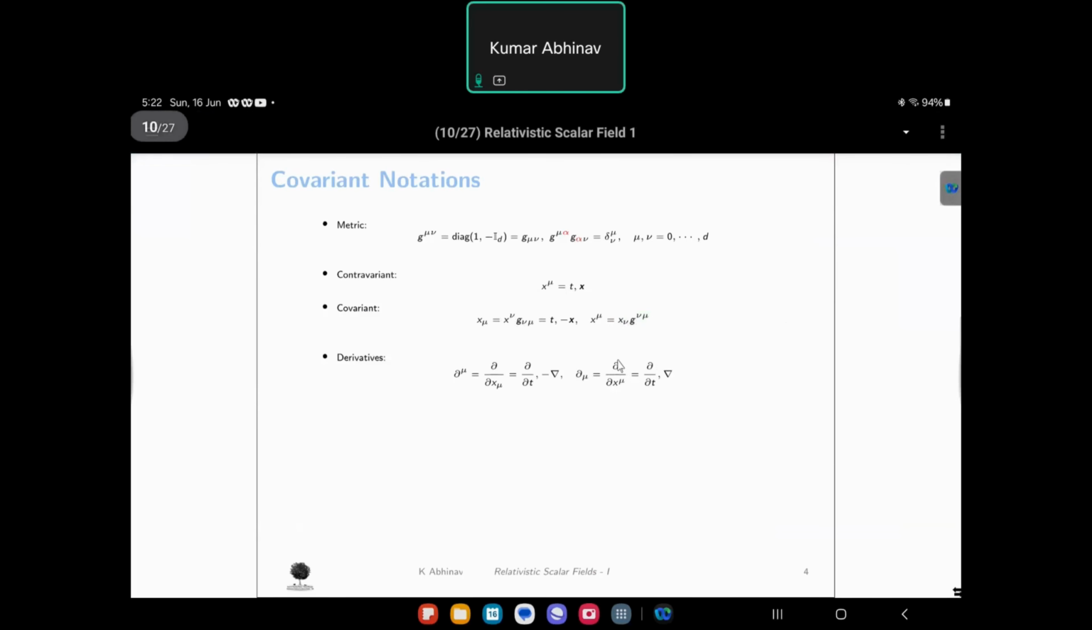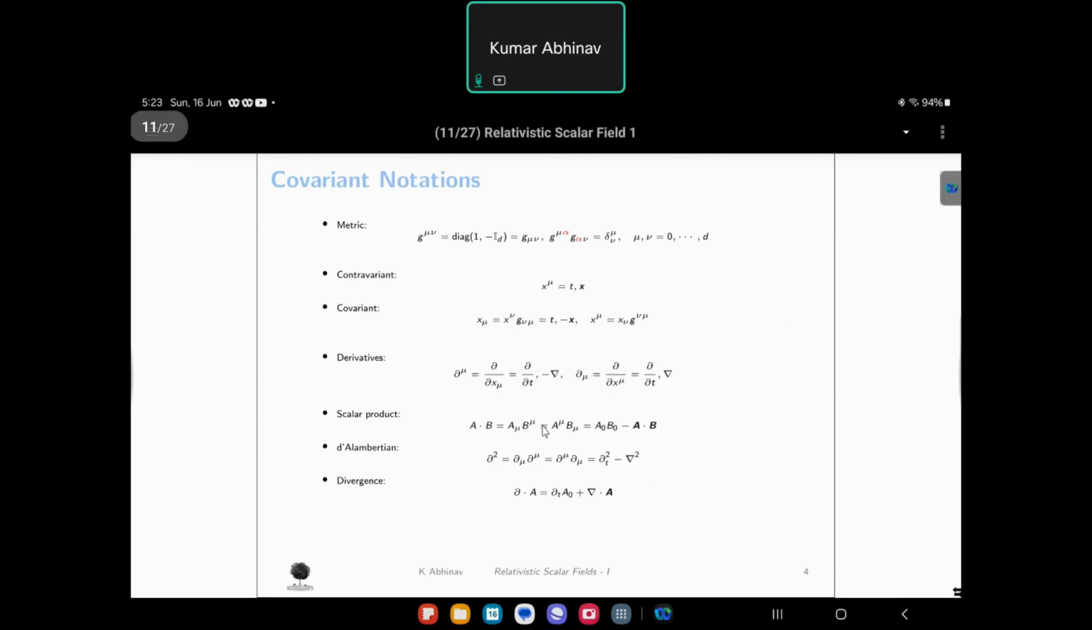So now you can define covariant and contravariant derivatives. The time component is the time derivative, and the space component for the contravariant partial derivative is the negative of the gradient operator, whereas for the covariant partial derivative, the space part is the positive of the gradient operator. So you can see they behave oppositely in the space part, and they have to do that to be consistent, because the space derivative has the space coordinate in the denominator.